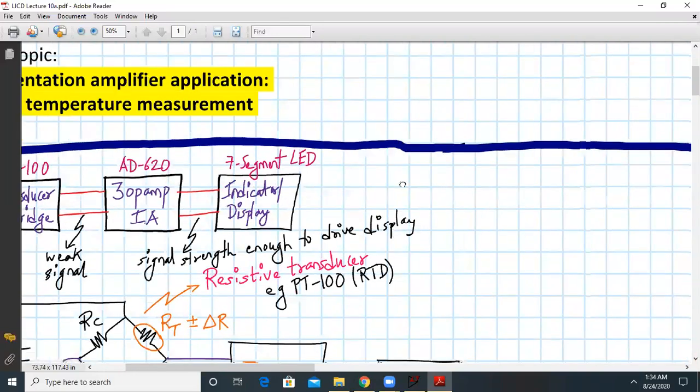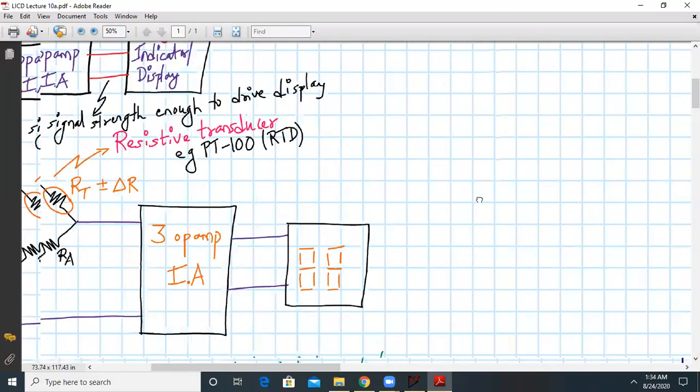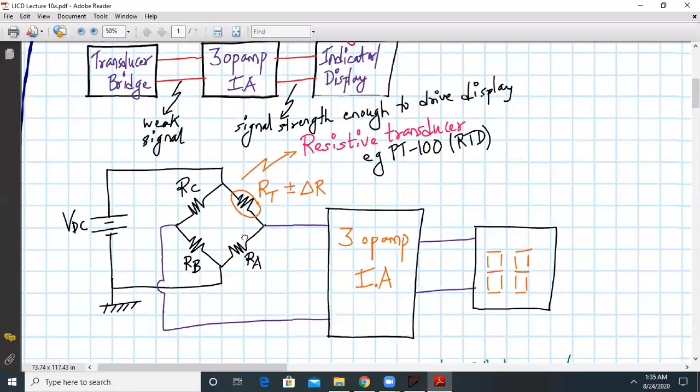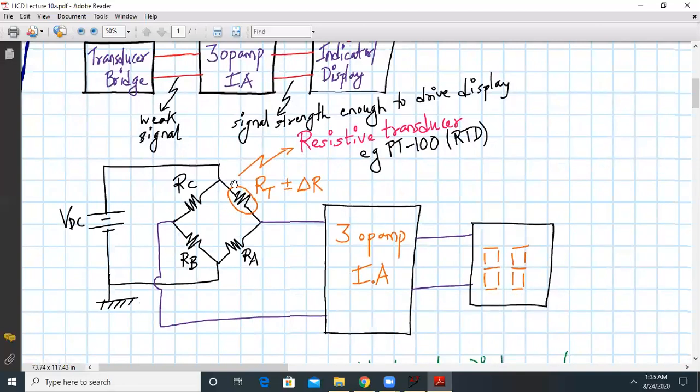So let us start with the basics. We have a Wheatstone bridge. Everyone knows what a Wheatstone bridge is. It is powered by a DC power supply source, and whenever the bridge is balanced, the voltages here, V1 and V2, are 0. Whenever the bridge is unbalanced, the voltages V1 and V2 will be non-zero. And this resistor over here is a resistive transducer.